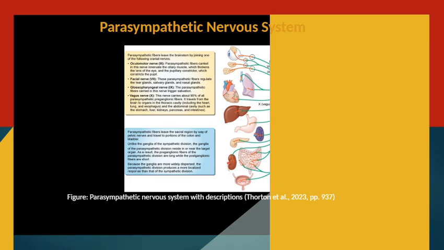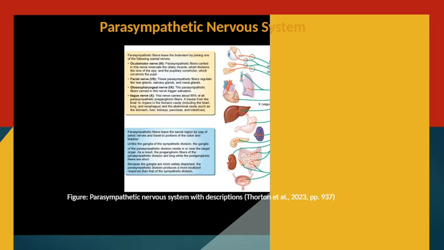The parasympathetic division of the autonomic nervous system is often called the rest and digest system because it is active during relaxed states. It conserves energy, promotes digestion, and supports normal body maintenance. Unlike the sympathetic system, which prepares the body for emergencies, the parasympathetic system restores balance once the stress has passed.